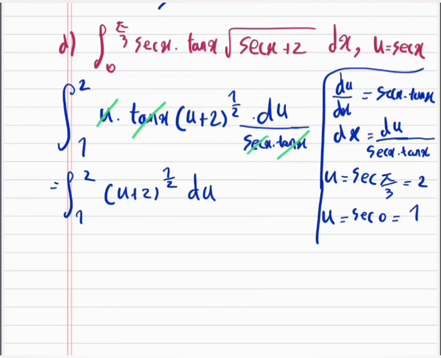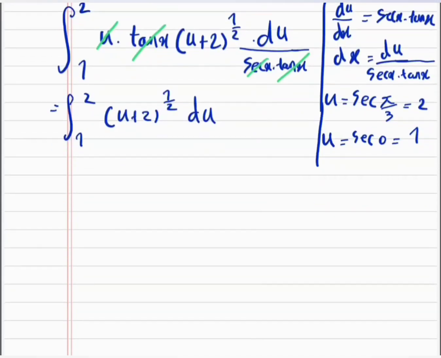Okay, so this is simply a reverse chain rule integration. So let's make the guess u plus 2 to the power of 3 over 2. And now let's differentiate this and see if we need to adjust the guess. When we differentiate, the power comes down and the inside just differentiates to 1. And then the power is 3 over 2 minus 1, which is a half.